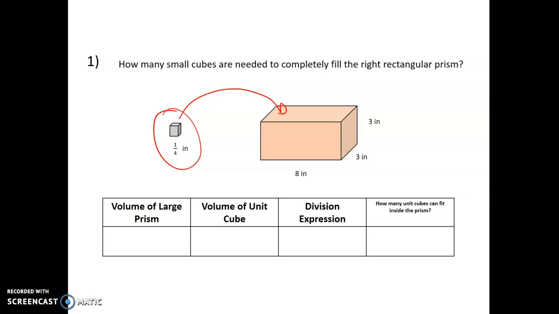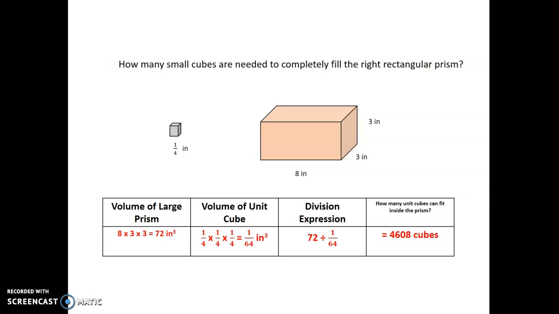First, you find the volume of the larger prism, 8 times 3 times 3, which is 72 inches cubed. Then you find the volume of the smaller prism, 1/4 times 1/4 times 1/4, which is 1/64 inches cubed. Then we divide the volume of the larger prism by the volume of the smaller prism. And when we do that, we get 4,608 cubes. Keep in mind, my units are not inches cubed because I want to know how many of these little cubes fit in. So my units are actually measuring how many of those cubes fit in this space.